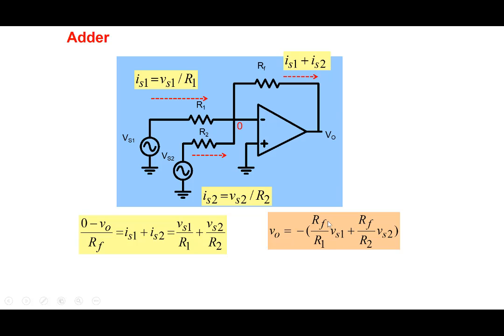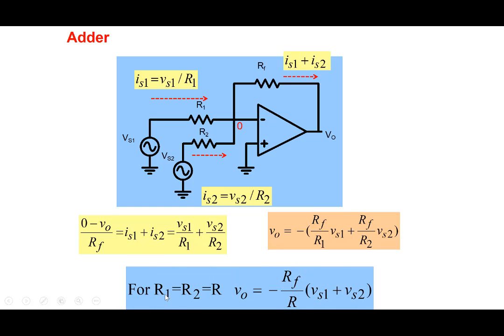So it adds up. You can choose RF by R1 and RF by R2 to be the same by making R1 equal to R2 equal to R. So V0 will become minus RF by R times Vs1 plus Vs2. And therefore it's adding up the two voltages. The output voltage is equal to the sum of Vs1 plus Vs2 multiplied by an amplifying constant. If you're not interested in amplification, you can make RF equal to R. So it will be simply Vs1 plus Vs2, plus there is a phase difference of 180 degrees. And if it bothers you, we can get rid of that also.